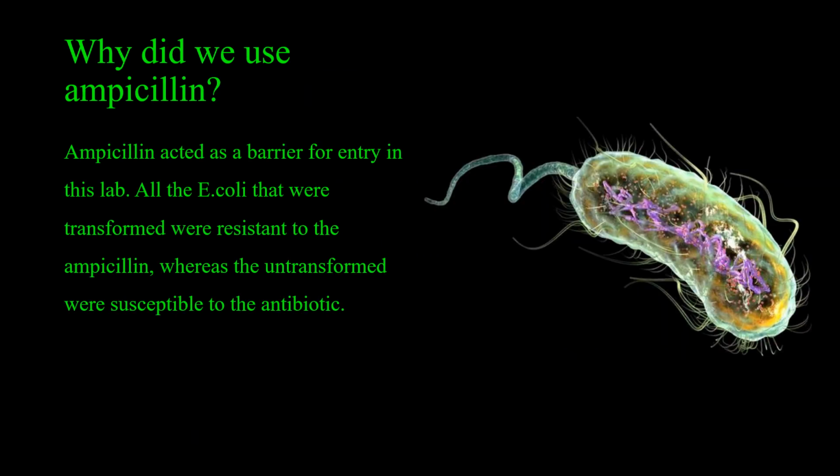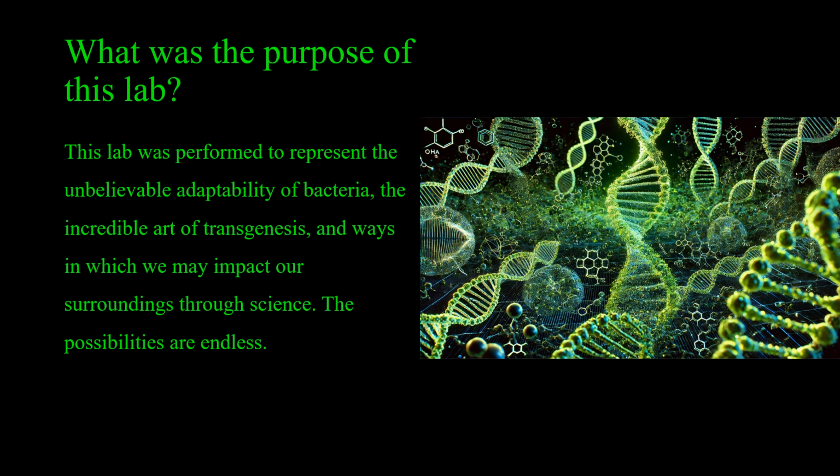Why did we use ampicillin in this experiment? Ampicillin acted as a barrier for entry in this lab. All the E. coli that were transformed were resistant to the ampicillin, whereas the untransformed were susceptible to the antibiotic. What was the purpose of this lab? This lab was performed to present the unbelievable adaptability of bacteria, the incredible art of transgenesis, and the ways in which we may impact our surroundings through science. The possibilities are truly endless.